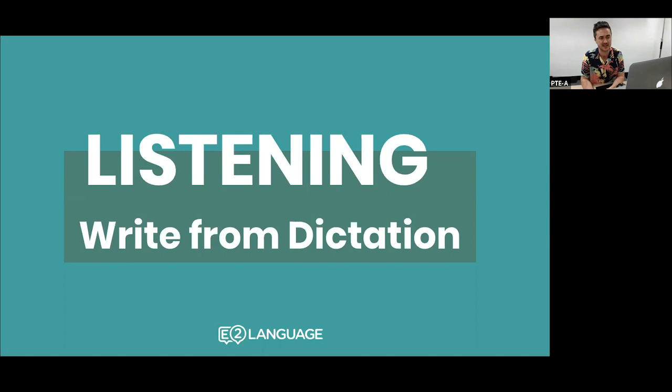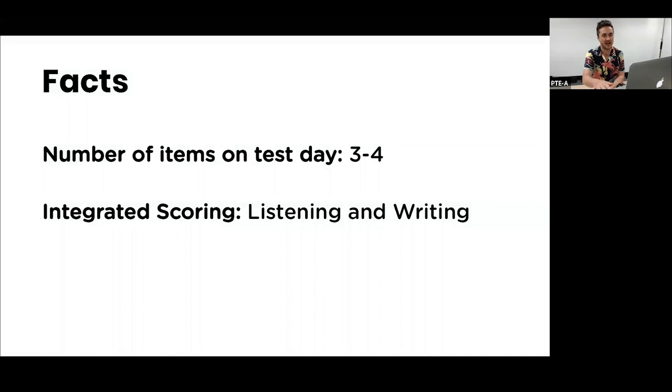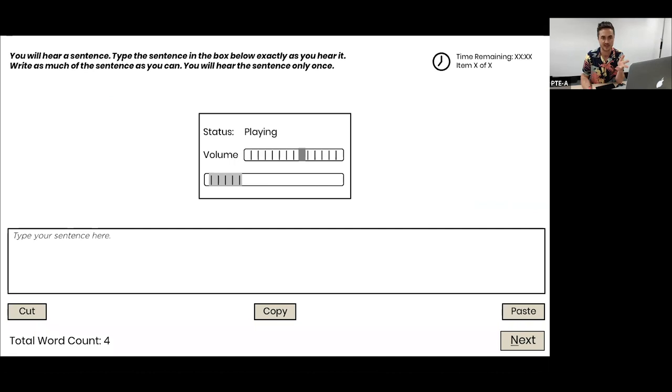And it's in the listening section. It's the final task of the listening section. In fact, it's the final task of the entire exam. And it's called write from dictation. And on test day, you're going to get three or four of these. It has, as I mentioned, integrated scoring. It's contributing points to listening and writing at the same time. This is what it looks like on test day.